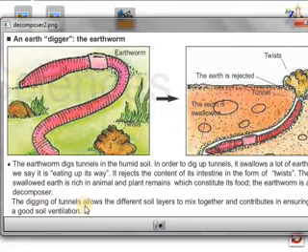The digging of tunnels allows the different soil layers to mix together and contributes in ensuring a good soil ventilation. So these casts are full of good material for the soil, and the tunnels that the earthworm makes let the air enter into the soil and help in soil ventilation. It keeps the soil ventilated and full of oxygen and air for other plants to live properly.